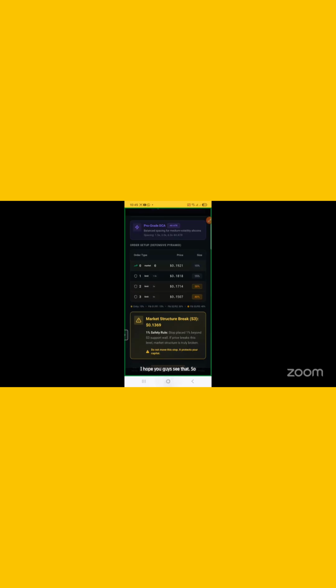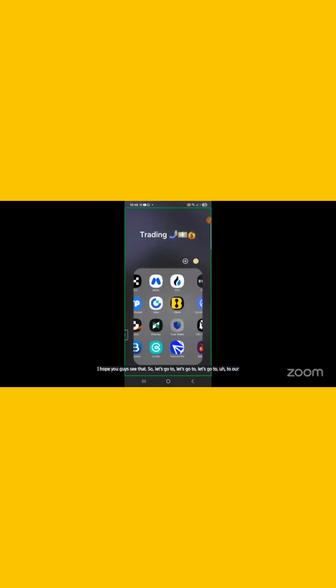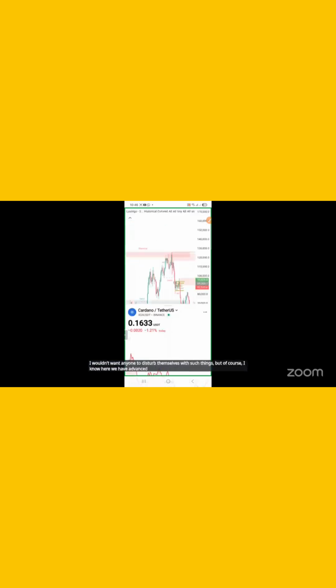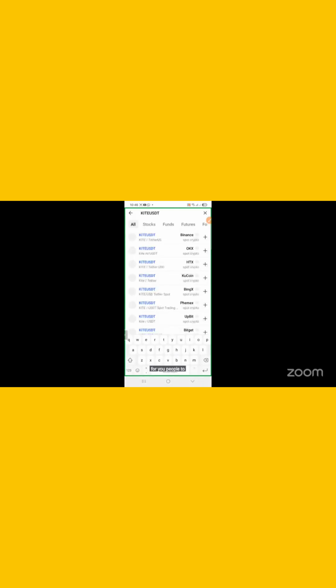So let's go to our TradingView. We see where the stop loss of Kite USDT is, because some of you need these. Though these ones, I wouldn't want anyone to disturb themselves with such things. But of course, I know here we have advanced traders, traders who have been in the market for long. They want to understand. Let us look at Kite USDT for you people to understand very well. Let's look at this trade.